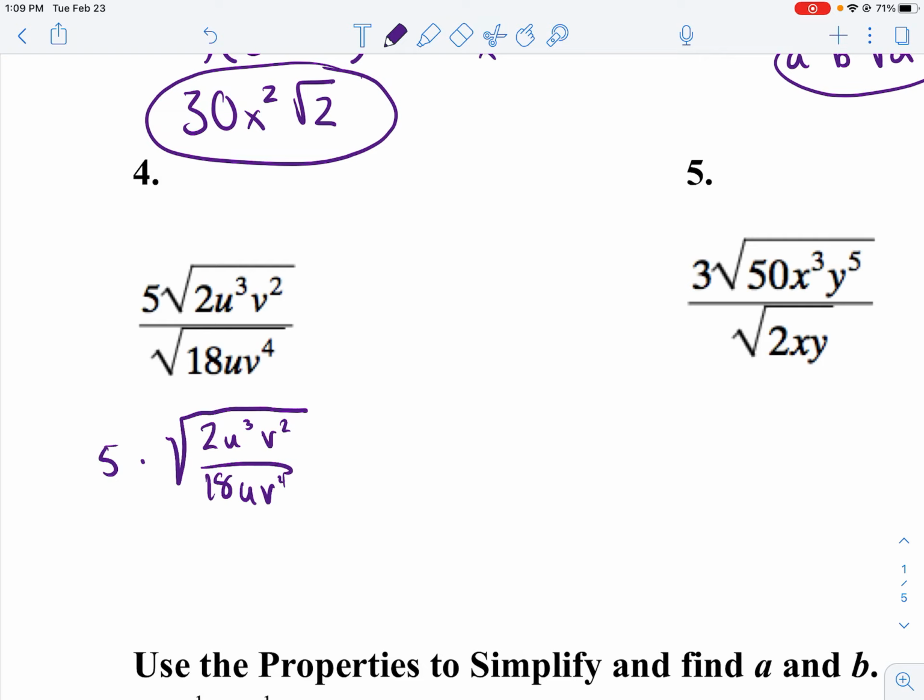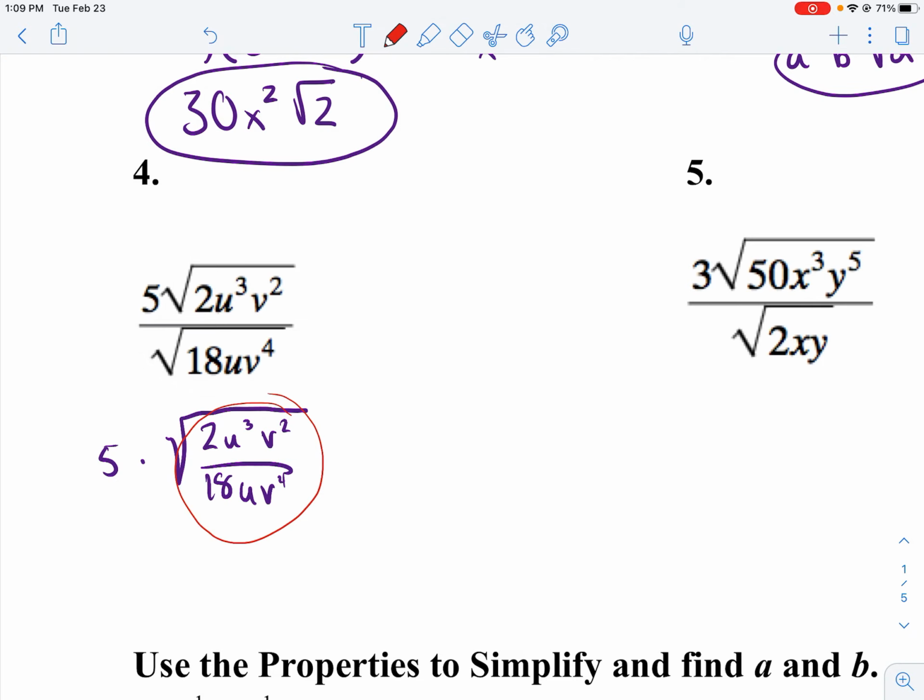So what you want to do is what we have set up here. We're going to simplify this fraction. It's going to be 5 times, and underneath the radical, this becomes a 1, this becomes a 9, that cancels, this becomes u squared, and then this cancels, this becomes v to the 2nd. So we're left with u squared all over 9v squared, just by dividing that fraction underneath the radical.